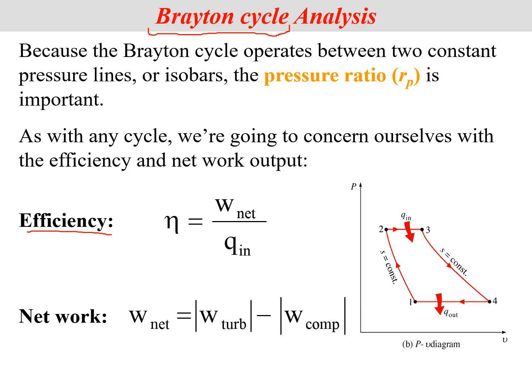One of the very important figures here is called the pressure ratio, which is basically the ratio between the high pressure, the pressure where heat is added, and the low pressure where heat is removed. So the compressor raises the pressure from point 1 to point 2, and the turbine expands the air from pressure P3 to P4.